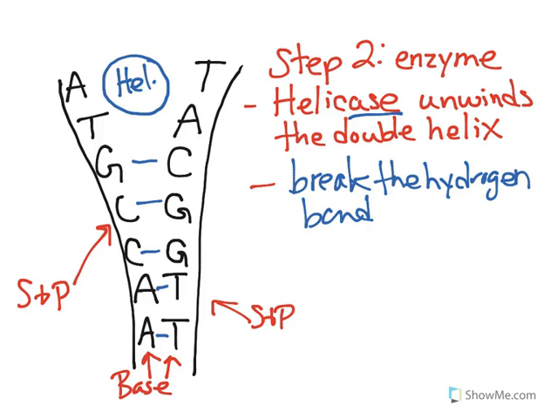So if I look in the model, between A and T, there was a hydrogen bond that was connecting them. Well, helicase comes in and it breaks the hydrogen bonds. Same thing here, the hydrogen bond was broken, so helicase is going to move down the double helix, and as it comes through, it's going to break all of these bonds. And so basically it's going to unwind it or open it up like a zipper.